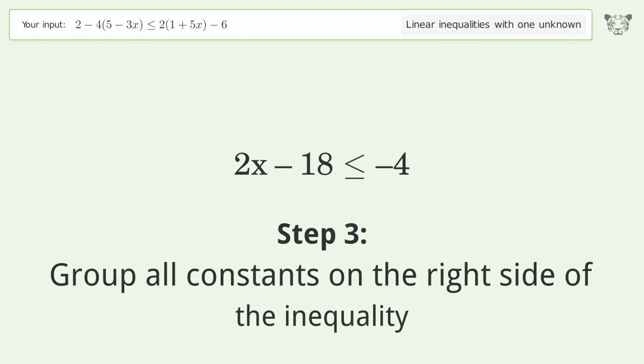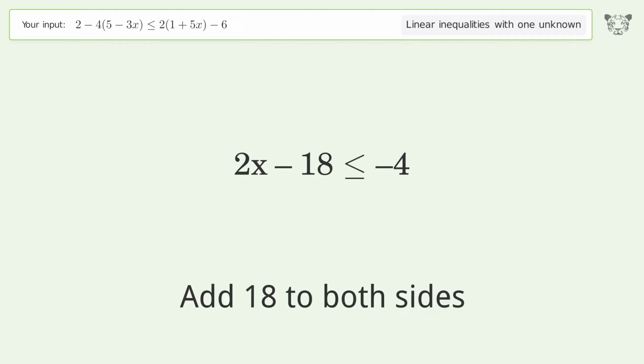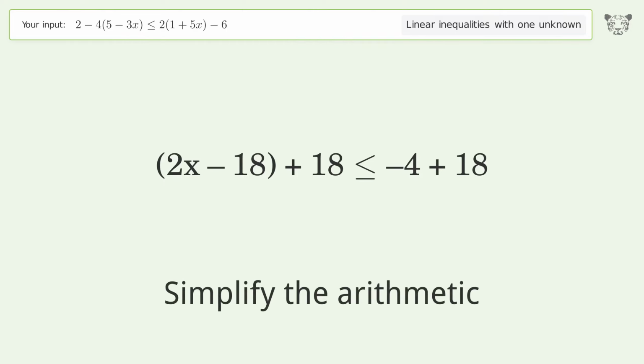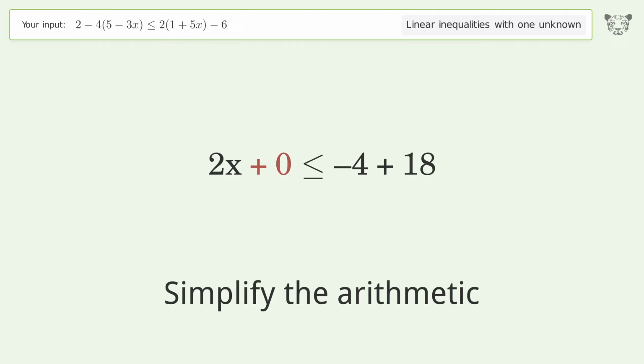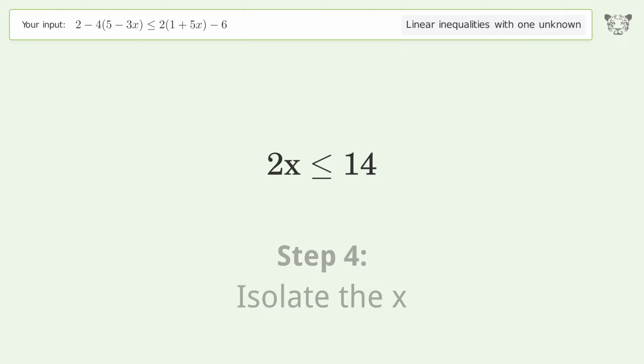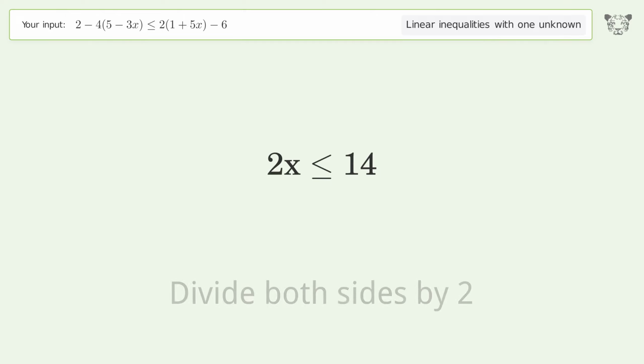Group all constants on the right side of the inequality. Add 18 to both sides. Simplify the arithmetic. Isolate the x. Divide both sides by 2.